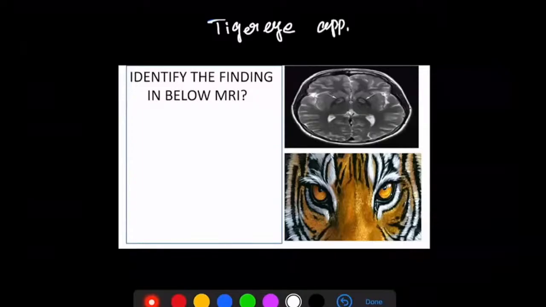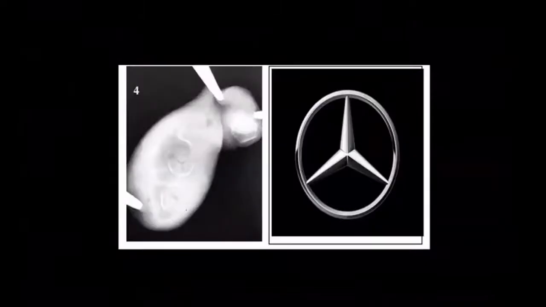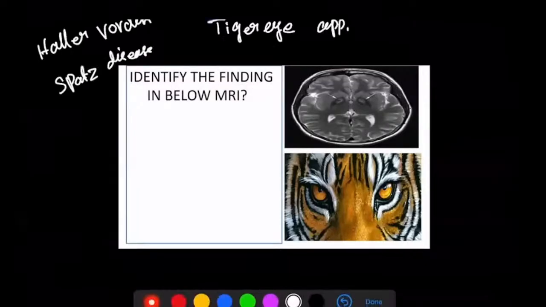Tiger eye appearance is seen in Hallervorden-Spatz disease. Can anyone tell me, Hallervorden-Spatz disease is due to deficiency of which vitamin? It is due to deficiency of vitamin B5. What's the name of vitamin B5? Pantothenic acid. Yes, pantothenate.